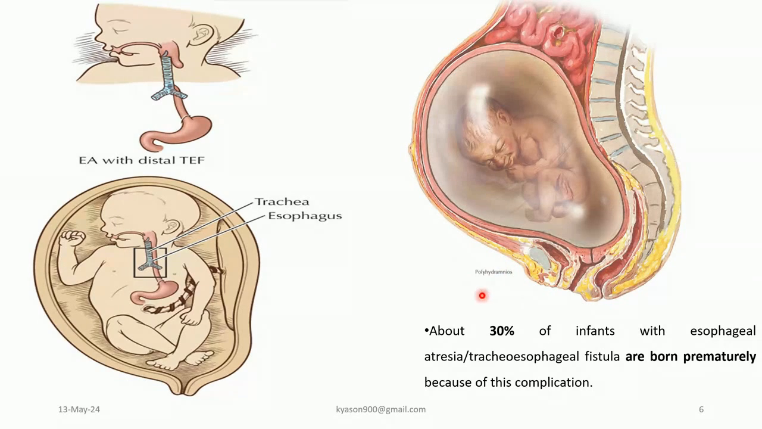So what will happen? The fluid is going to accumulate in the amniotic sac, and that complication is called polyhydramnios. Polyhydramnios, excess fluid within the amniotic sac or the amniotic cavity. It's going to be a complication in about 30% of neonates having this abnormality.